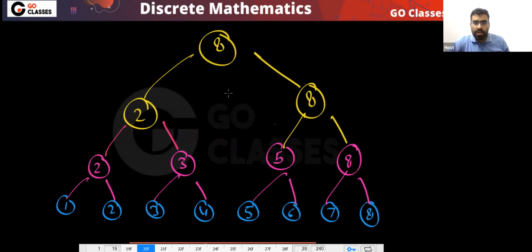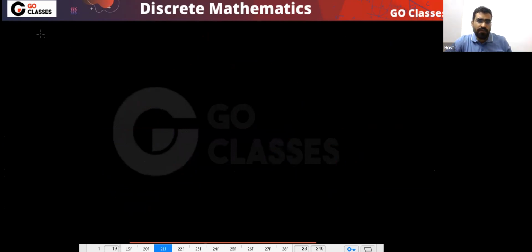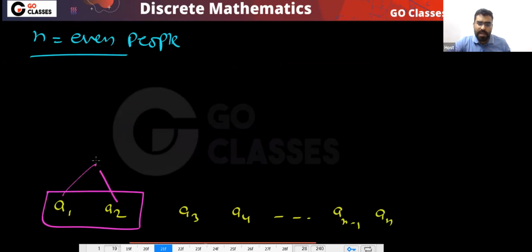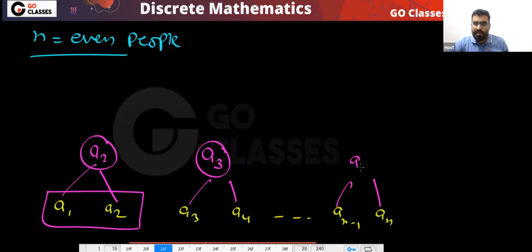So you can notice why you get a full binary tree, FBT. If your n is even, if you have an even number of people, like A1, A2, A3, A4, and so on, A(N-1), AN, then these two will play one game and one of them will win, and so on. It will go on.